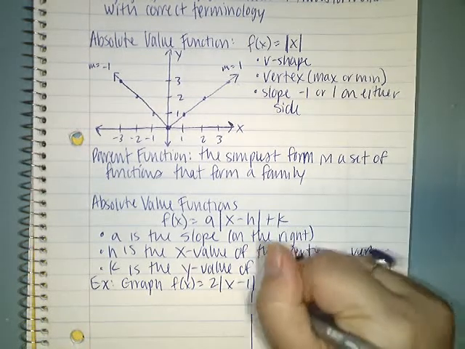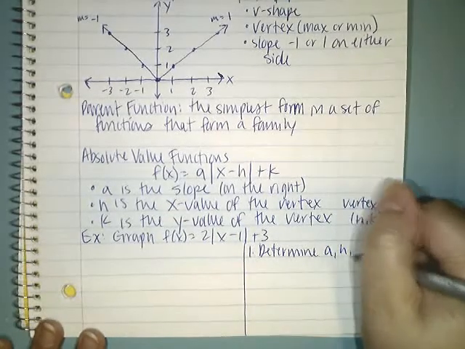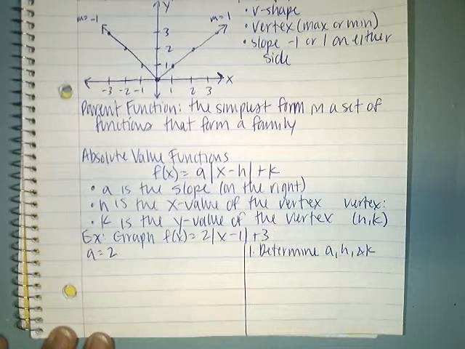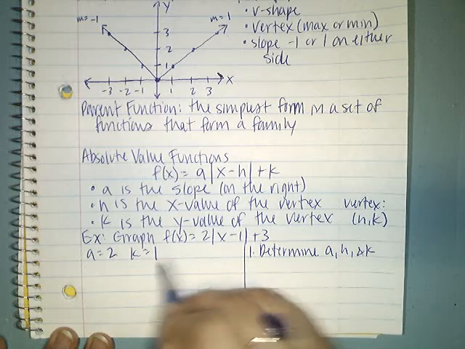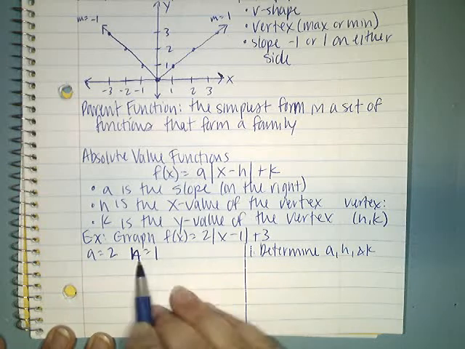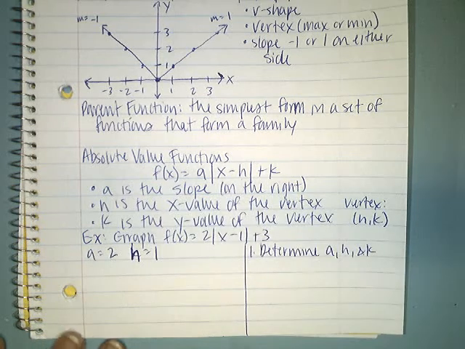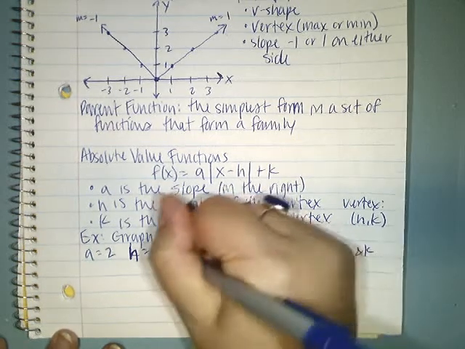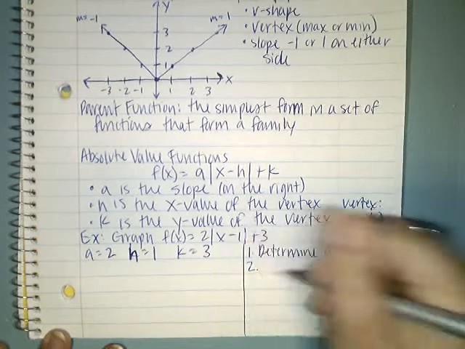So the first thing I want to do is determine, let's slide this up, a, h, and k. A is the number being multiplied in front, that's 2. H is the number being subtracted, that's 1. Sorry, my bad. H is 1, and it's always the opposite sign of what's inside the absolute value. So h is 1 here, not -1. The sign switches when you take it out because the original form includes the negative sign. And then k is 3. So now I'm going to plot the vertex.